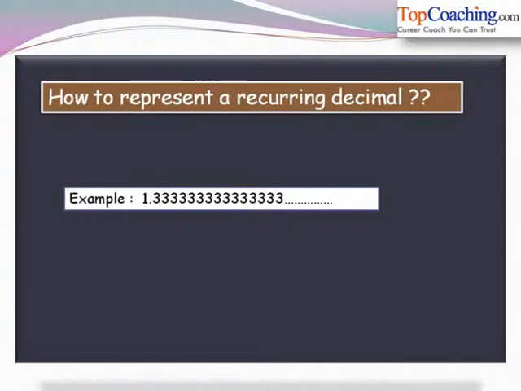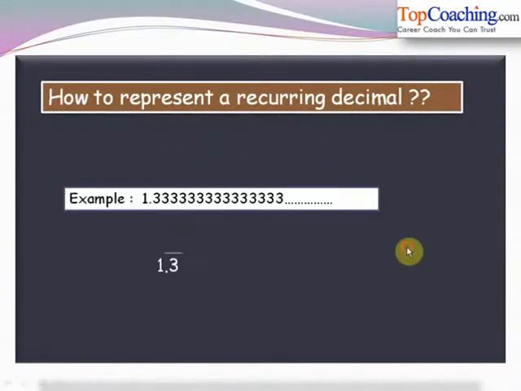Mathematicians have devised a notation for that: we write 1.3 and on the top of 3 we put a bar. This bar represents that this 3 is continuously repeating itself, whereas 1 is not. So we write 1 as it is, and on the top of 3 we place a bar, and this number represents 1.3333. That is, the number below the bar represents the number which is continuously going on. So this is a way of representing a recurring decimal.